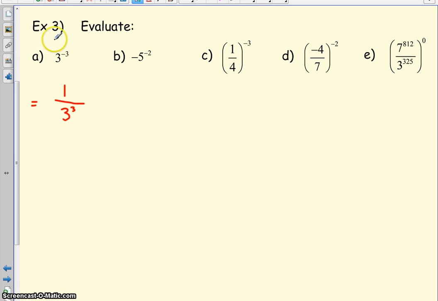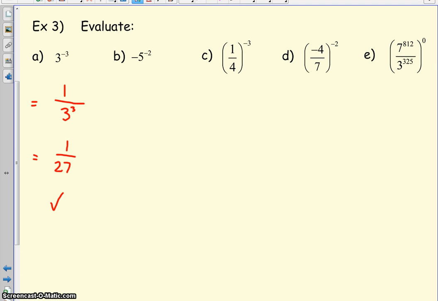So a general rule of thumb is you can take the reciprocal of the base and make the exponent positive. So 1 over 3 to the exponent 3 is 1 over 27. Okay, 3 cubed is 27. This is now evaluated. Okay, you should be able to do this without a calculator.